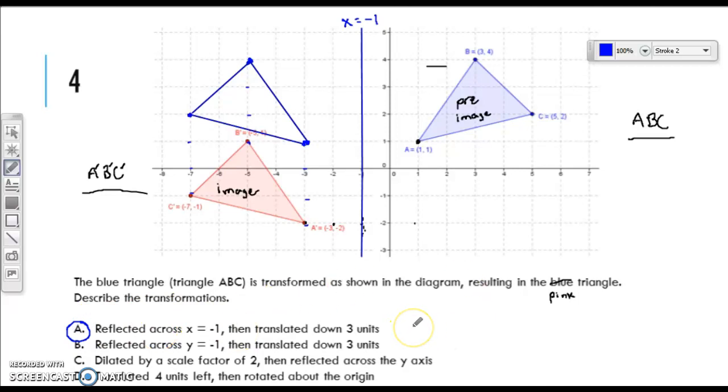Now remember, if that's hard for you to see, what I would do is just take a piece of paper, trace it on your computer screen, and then move it around till you get it in that spot. Okay, hope that helps.